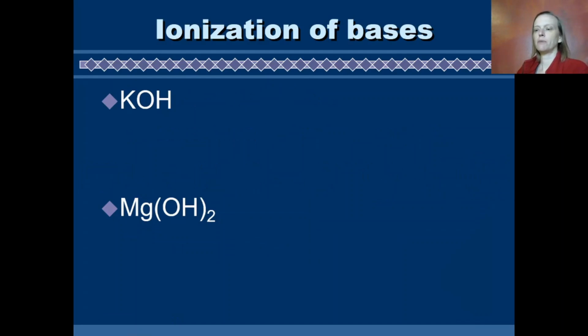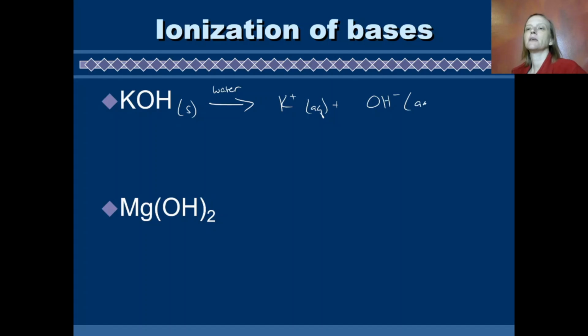So, potassium hydroxide is one of those substances that has hydroxide ions in the formula, so it's fairly obvious where the hydroxide is going to come from here. Potassium hydroxide, when you dissolve it in water, is going to split into potassium ions in solution plus hydroxide ions in solution. So you can see here that this fits the Arrhenius definition of a base.